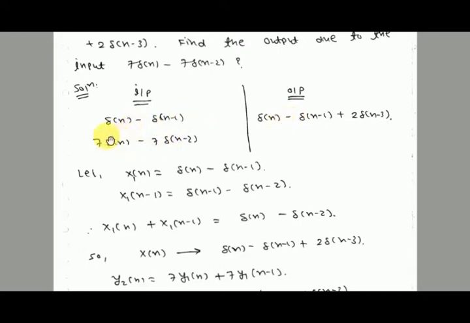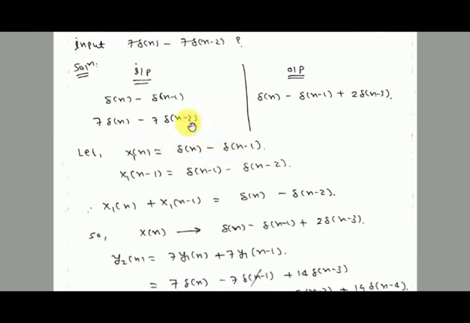If you transform this input with this other signal, you can calculate the corresponding output using transformation properties. So x1 of n is given, and you have to find x2 of n using x1 of n.